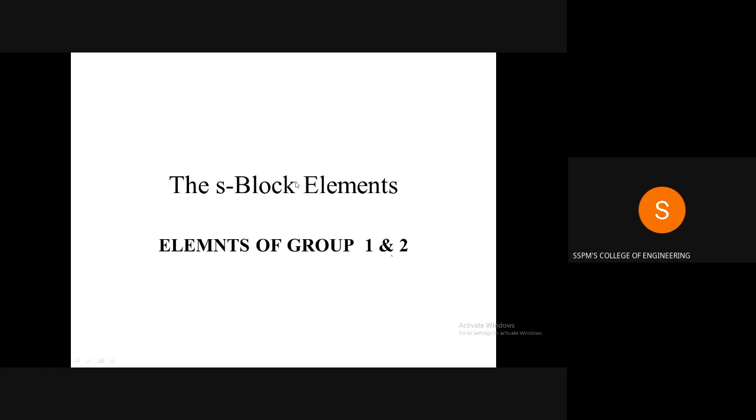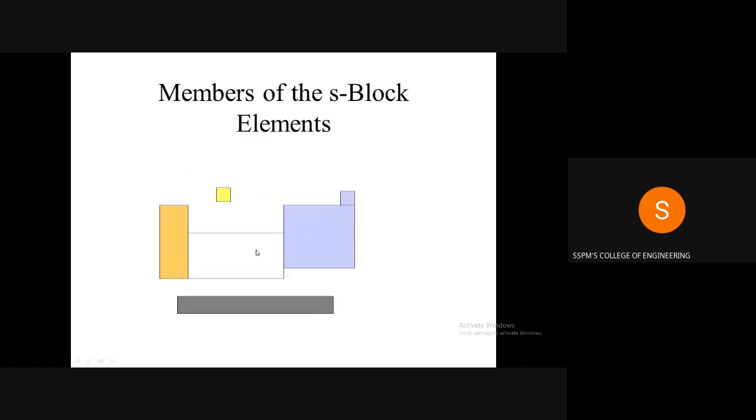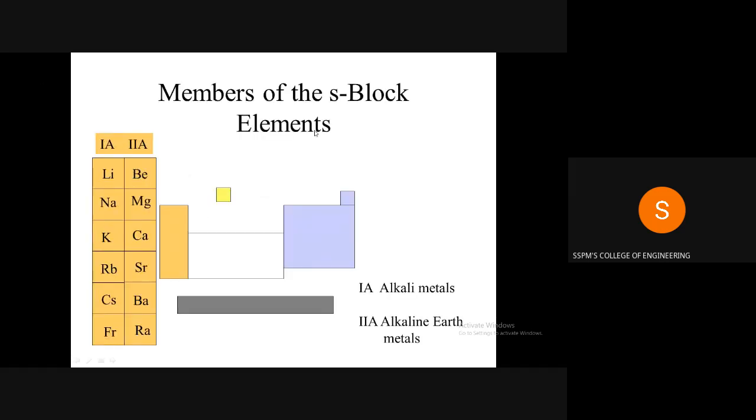In the periodic table there are 4 blocks: S block, P block, D block and F block. In the S block, 2 groups are included, group 1 and group 2. Let us see some basic concepts related to this topic. The S block elements comprise group 1A, that is group 1, and group 2.